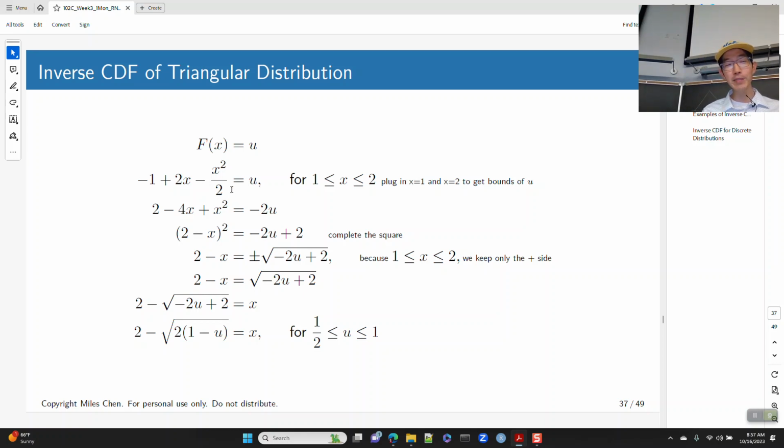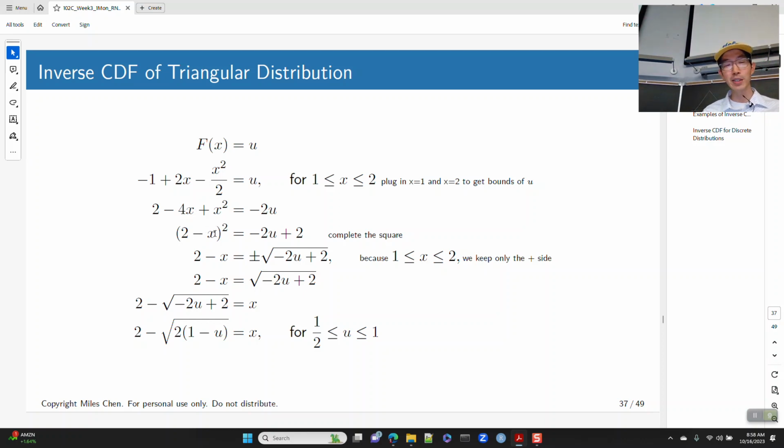I'm gonna multiply everything, both sides, by positive 2. So I get 2 minus 4x plus x squared, or basically x squared minus 4x plus 2 right now, is equal to -2 times u. I'm sorry, I multiply everything by -2, okay? And then we will complete the square.